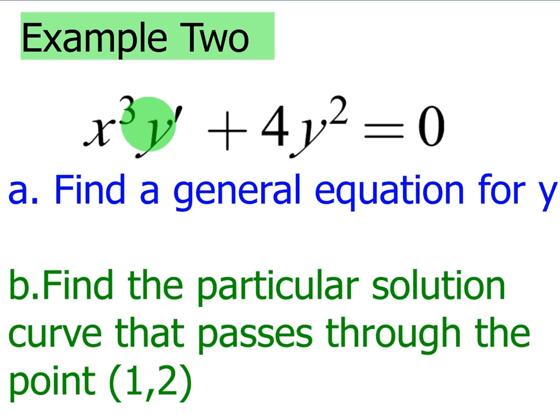So we're going to do the same thing as the last example. For example 2, first we're going to find a general equation for y, meaning getting y by itself. And then we're going to find a particular solution at this particular point, 1, 2.